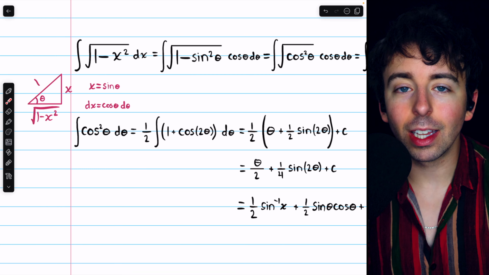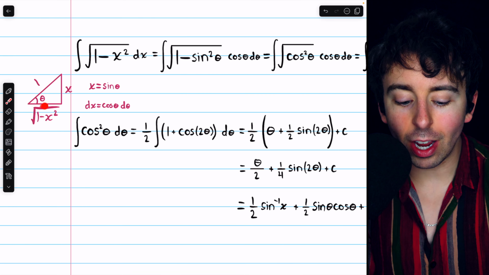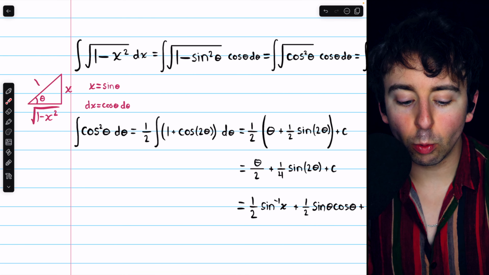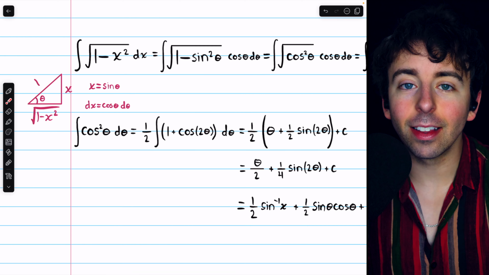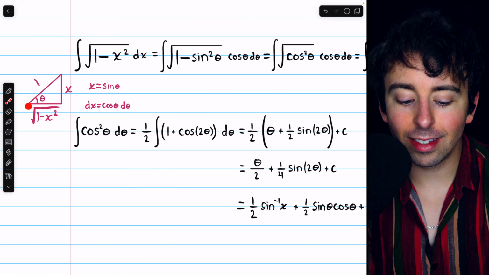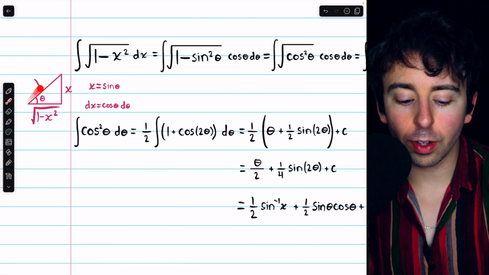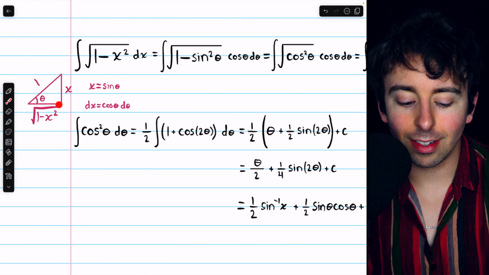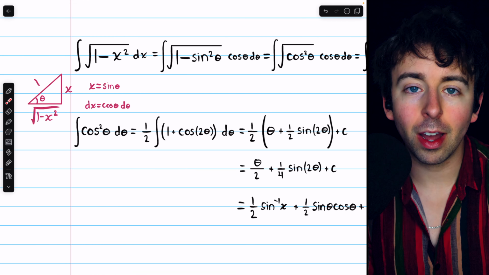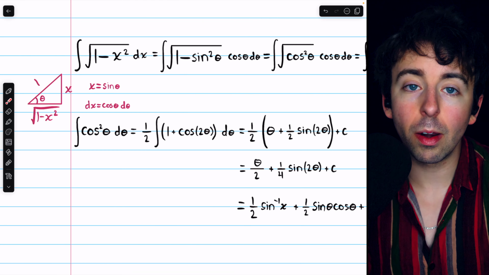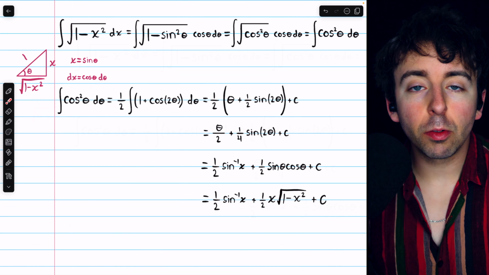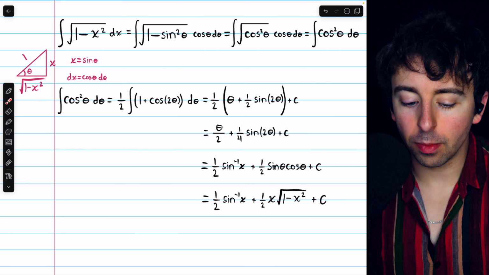Then, by the Pythagorean theorem, that would force the adjacent side to be the square root of 1 minus x squared. Hence, cosine of theta is this adjacent side over the hypotenuse. The adjacent side is just the square root of 1 minus x squared, and divided by the hypotenuse doesn't change it. So cosine theta is root 1 minus x squared. Thus, we arrive at the final solution in terms of x.